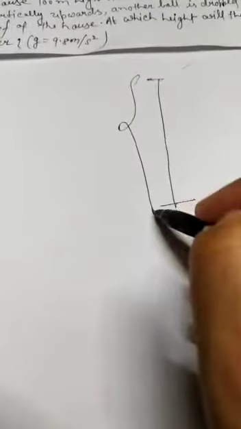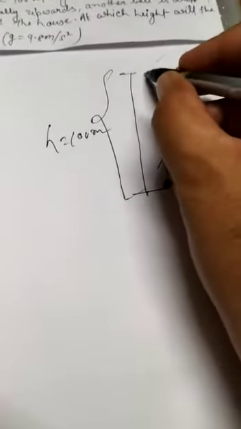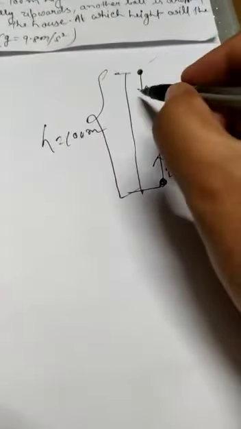So now we have to consider the building, and the height is given in the question as 100 meters. One ball is thrown vertically upward, and we consider it with initial velocity u. At the same time, that means the time is the same, another ball is dropped from the roof of the building. For the freely falling body, the initial velocity is 0.